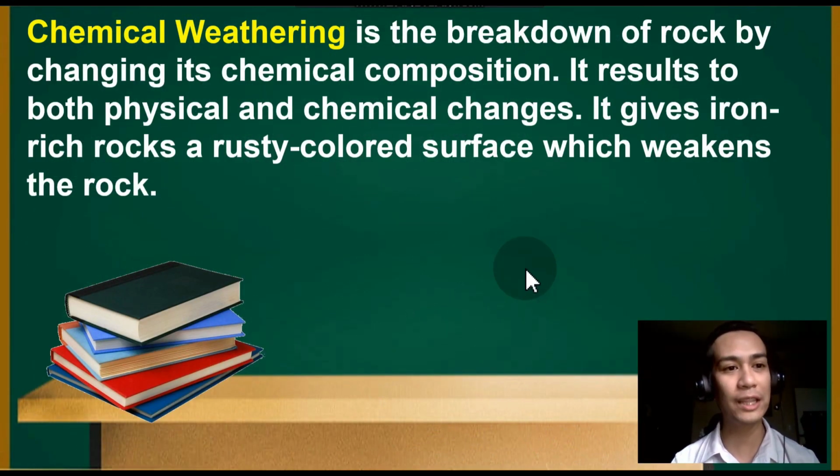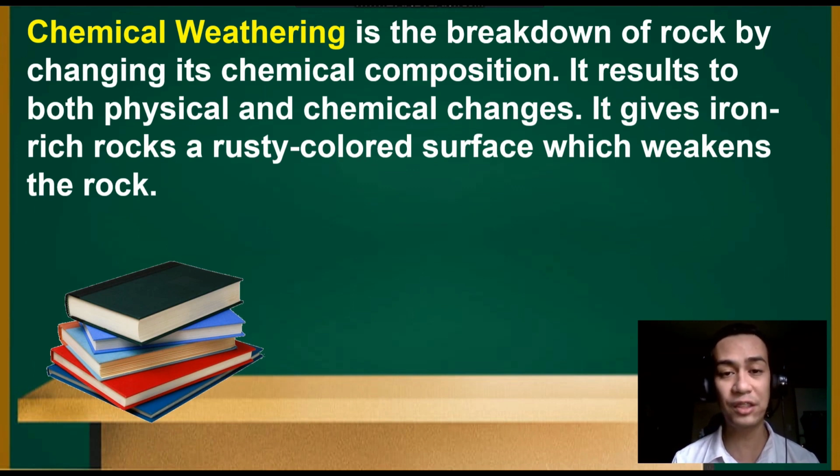So let's move to the chemical weathering. It's the breakdown of rocks by changing its chemical composition. Okay, take note of that. Changing chemical composition. It results in both physical and chemical changes. It gives iron-rich rocks a rusty colored surface which weakens the rock. So in this case, it's not only mechanical but also chemical change happens.